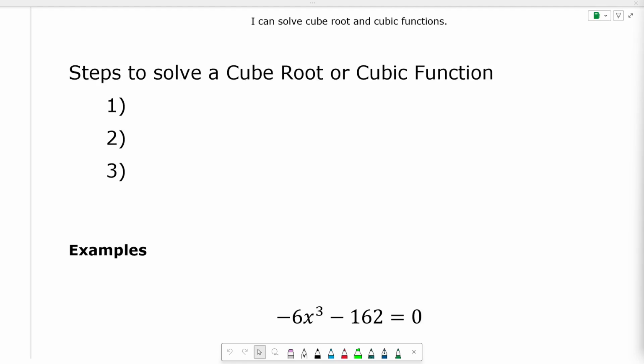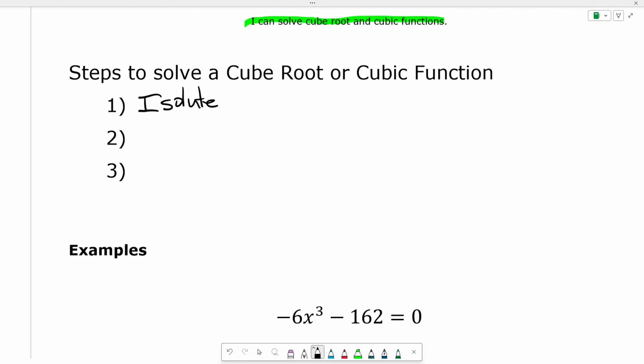Today we're going to be solving cube root and cubic functions. Our goal says right here at the top, I can solve cube root and cubic functions. Anytime we go to solve anything, our goal is a couple of little steps. First step, we need to isolate the cubic or cube root portion of our function.